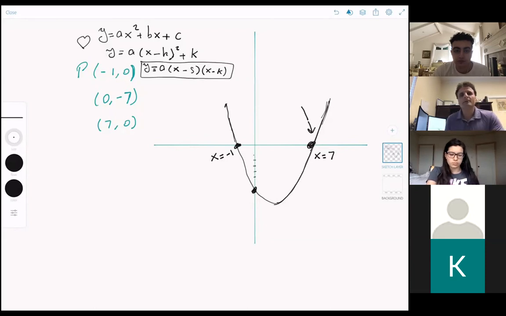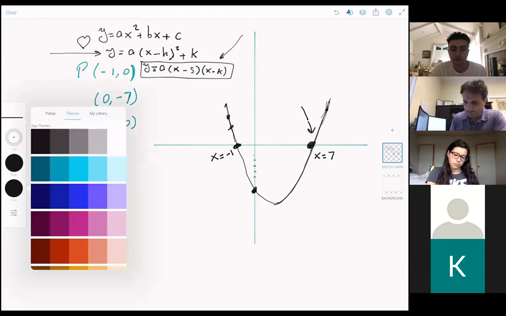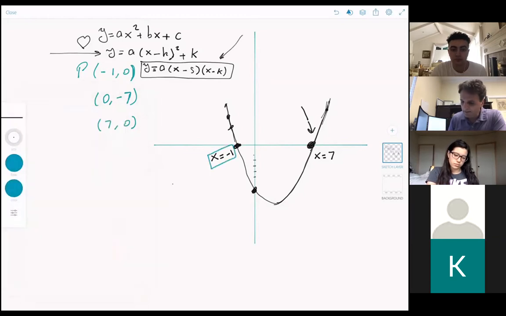Usually in this course, I don't give you 3 points on the graph that are not connected to x and y intercepts. If it was like this, you would have to come up with 3 equations, 3 unknowns, which is complex. But for all the homework questions, exams or quizzes, I give you x-intercepts or y-intercepts somehow, so you can use vertex form or the factor form. Because we have x-intercepts, x equal to -1 and x equal to 7, you can write x plus 1 and x minus 7.